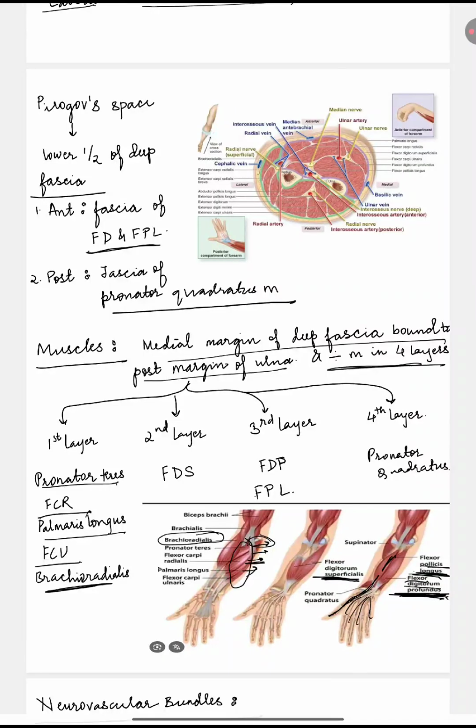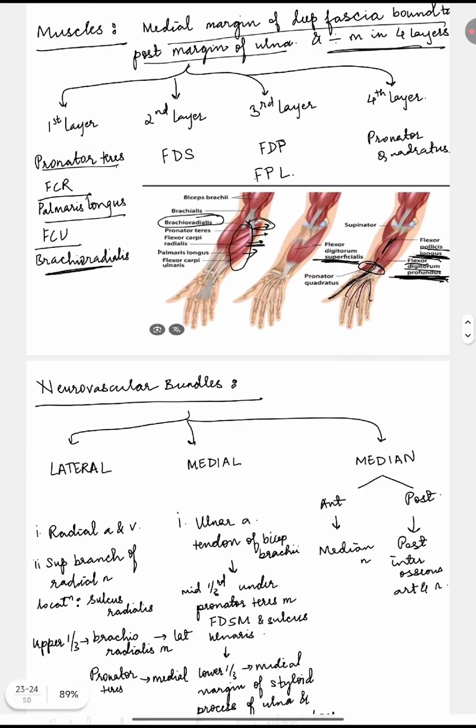Fourth layer, there is one muscle, pronator quadratus muscle. See, it is here, pronator quadratus muscle. Don't get confused between pronator teres and pronator quadratus. Pronator teres is in the first layer, pronator quadratus is the last layer. Fine. Next is neurovascular bundles.